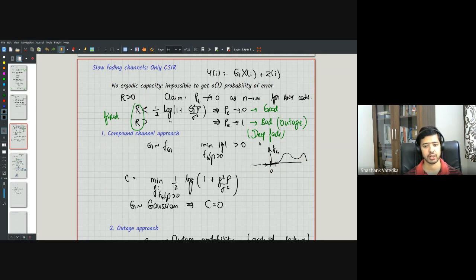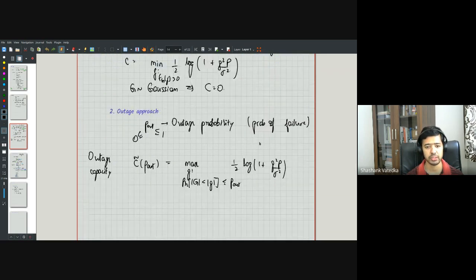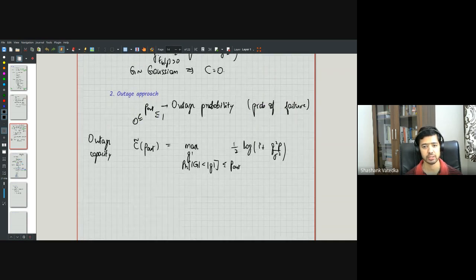One is, of course, the compound channel approach, where you try to code for the worst possible G. This may work for certain kinds of channels, but in most cases it doesn't. So the compound channel approach gives you zero capacity. But what is more commonly used in practice is the so-called outage approach.